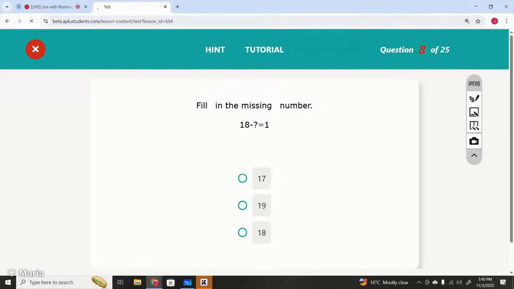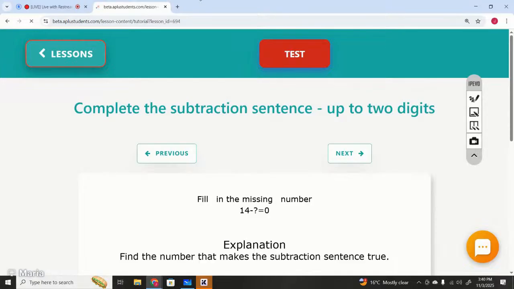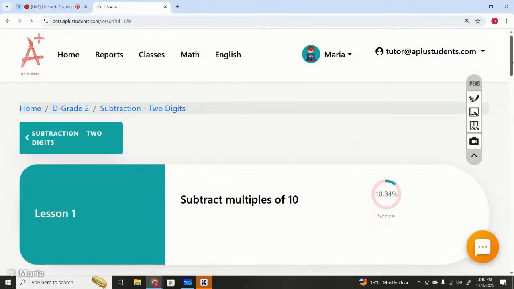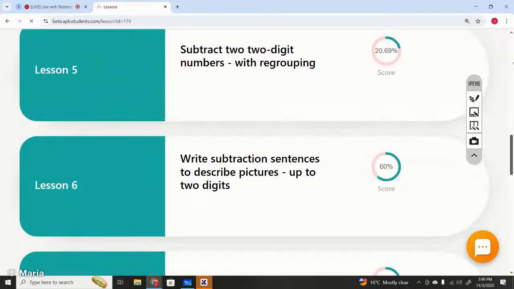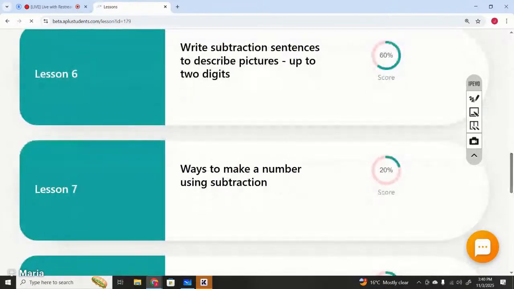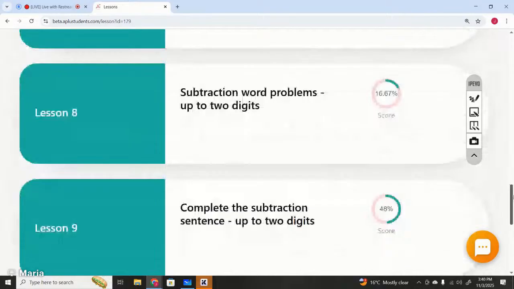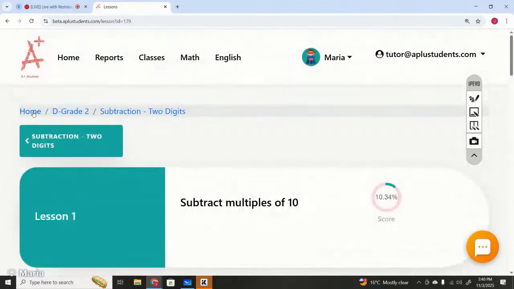So we were working on grade 2 math. The chapter we were working on is subtraction, two digits. The lessons we have covered today are: write subtraction sentences to describe pictures up to two digits, ways to make a number using subtraction, subtraction word problems up to two digits, and complete the subtraction sentence up to two digits.